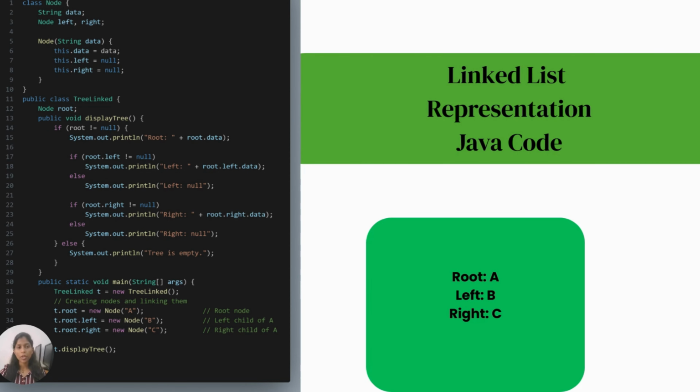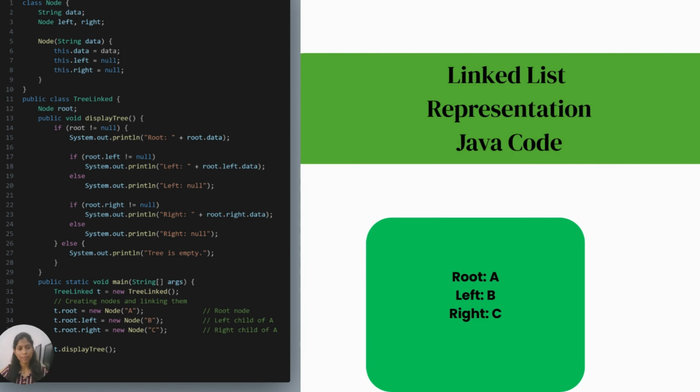This is the Java code of tree representation using linked list. What this code does: this program represents a binary tree using a linked list approach, where each node is an object that stores its data, a reference to its left child, and a reference to its right child. This is a flexible and dynamic way to build trees in Java. Let's look at the code breakdown step by step.